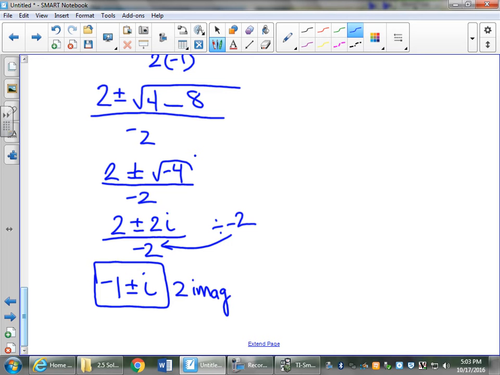That's the quadratic formula. Should sound familiar. It is something that you would have learned in Algebra 1. Okay. I'm going to set up a real-world problem for you.